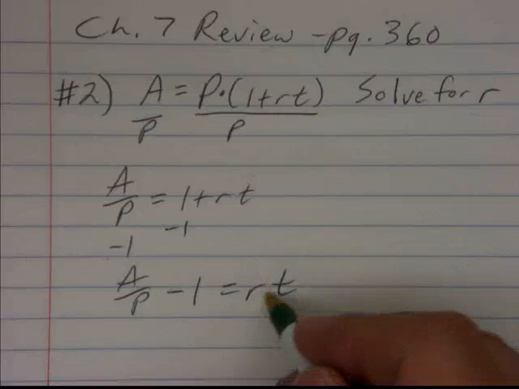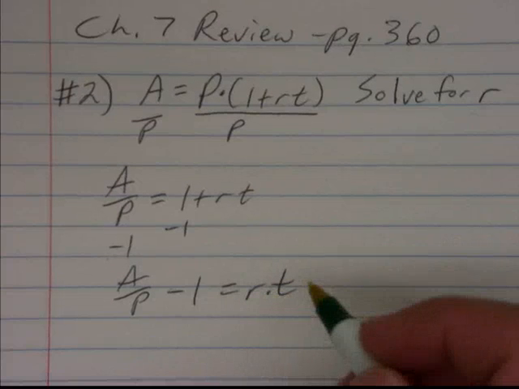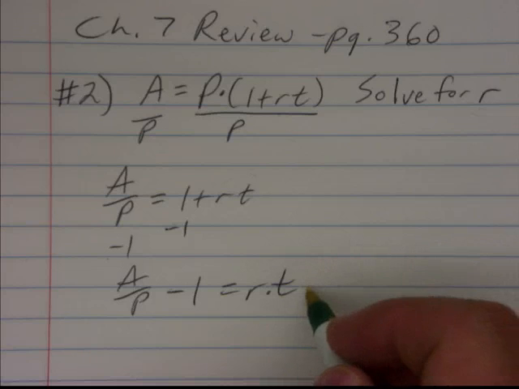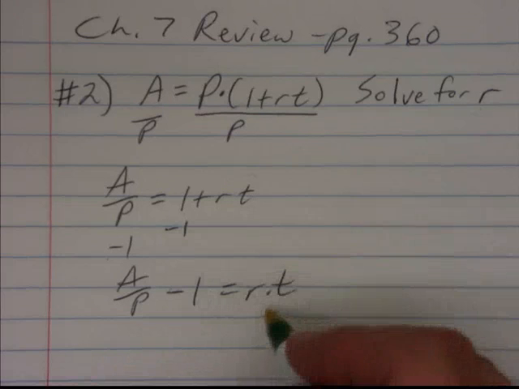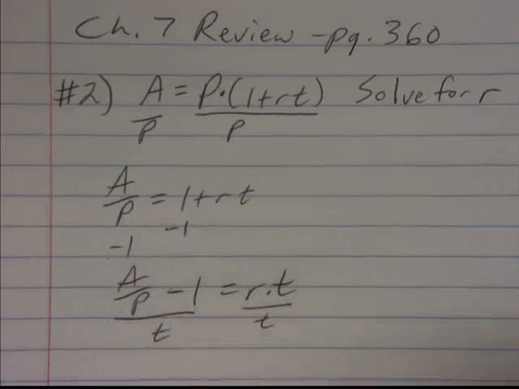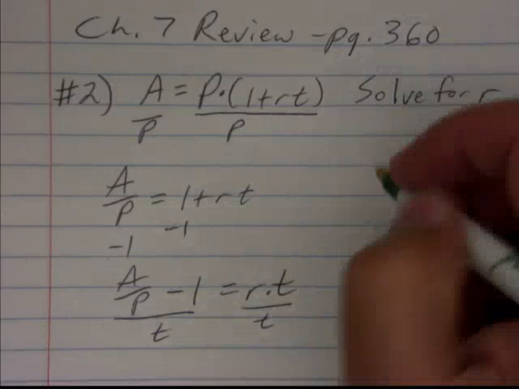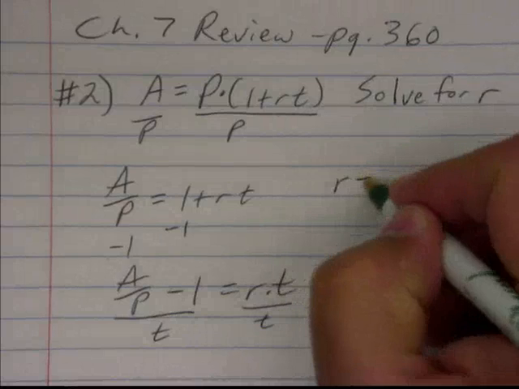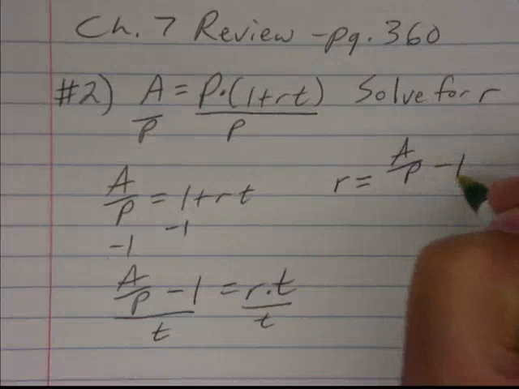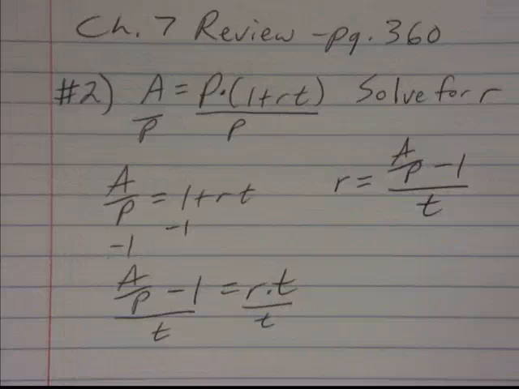And then I want to isolate the R. So I have a T here. I can do that two ways. I can either multiply both sides by 1 over T, or I can divide both sides by T. So if we divide both sides by T, we get this. All right, so you could have the following as an answer: R equals A over P minus 1, all over T.